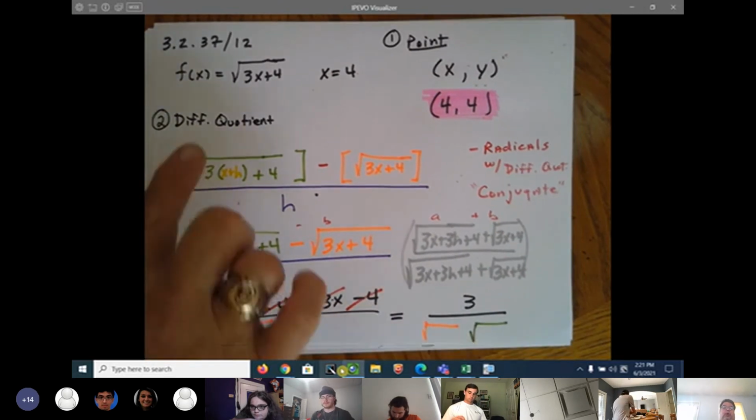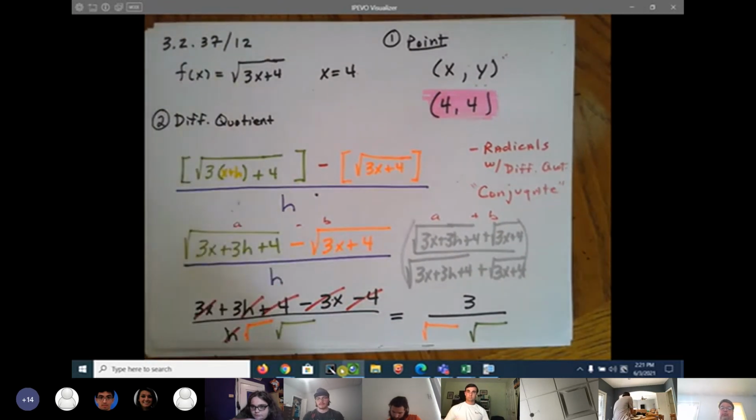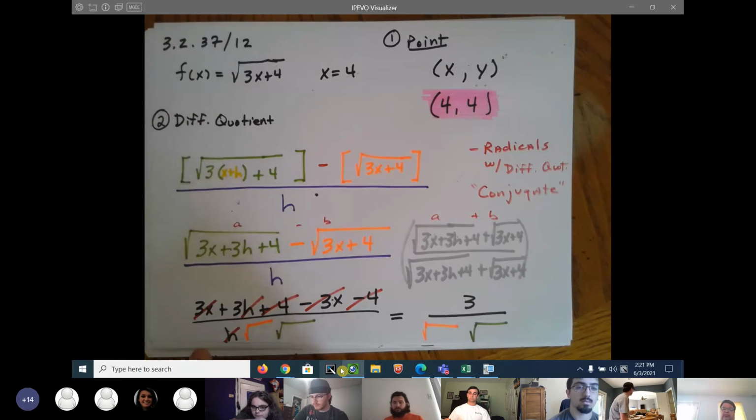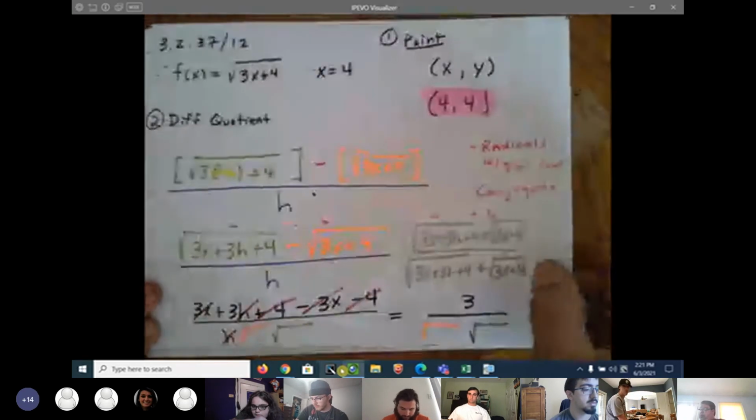So we're still working on part 2, finding the difference quotient. And these are the questions that you're going to see on the test. I'm going to take 3.1. I'm going to make sure 3.1 is not even on the test, because I thought 3.1 was the difference quotient. It was in the last book.